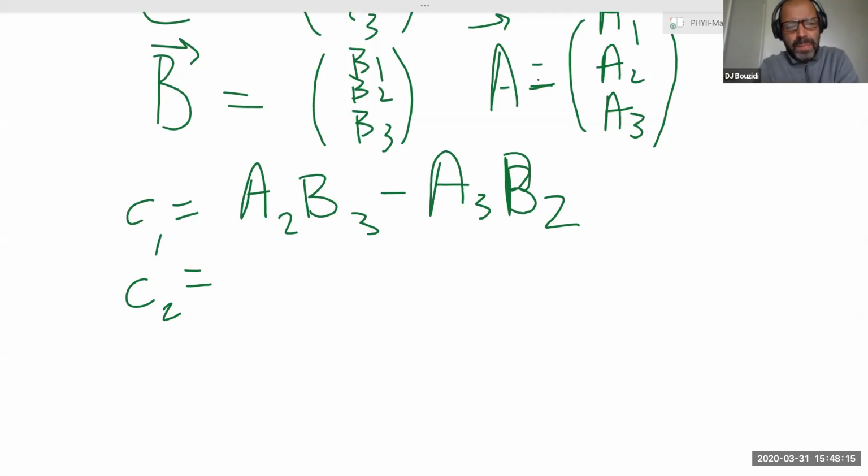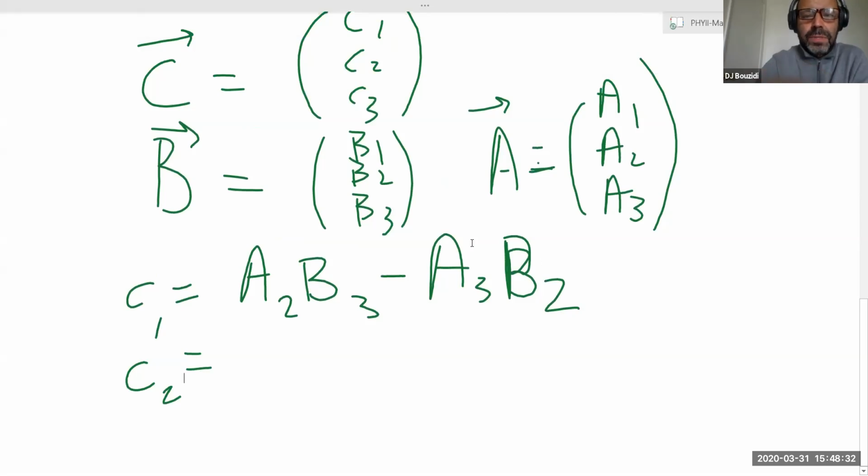Because now, what is the number that is missing here? The number that is missing here is 1. So the number that is going to be missing here is 2. So basically, all you have to do again is look at this number.